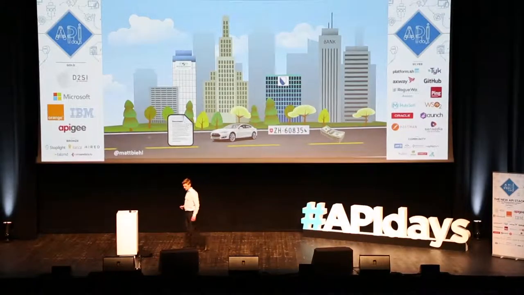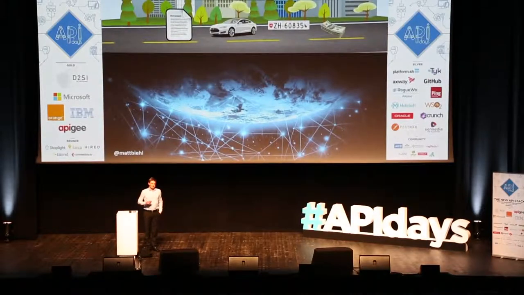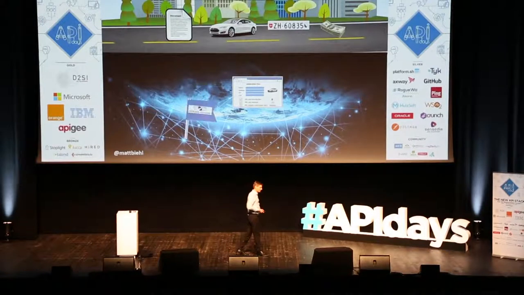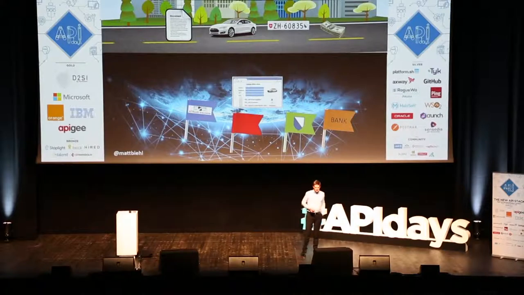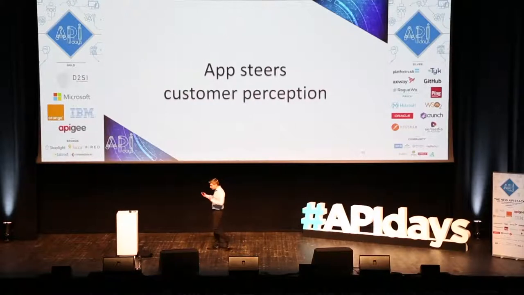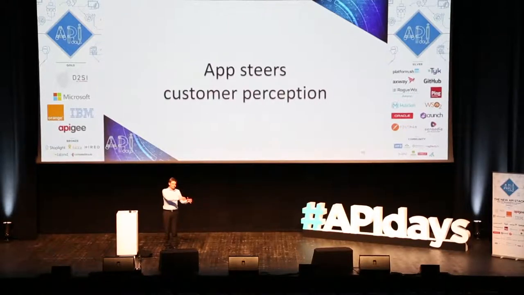Okay, let's return to this city that we started with. Now, in parallel to this physical world that we've looked at, we also have a digital world. And in this digital world, all these companies that we've seen before claim their stake in creating this app. There's the insurance company and all the other companies. They say, yeah, we want to build this app. Because whoever builds the app can steer the customer perception. That's the downside, or let's say the opportunity, in the whole thing. Whenever you create an app based on these APIs, you can decide that this insurance is used and not that other insurance, by integrating the respective API.